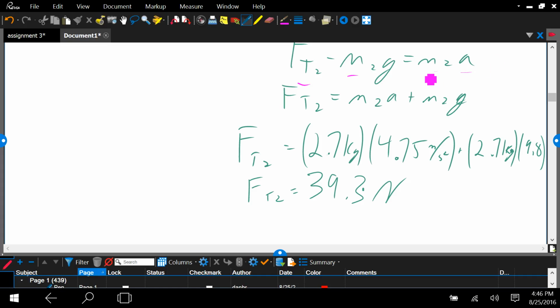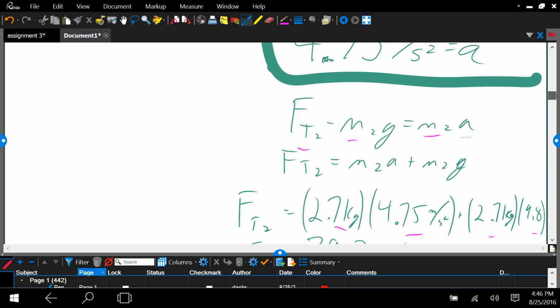Again, we only have mass 2 here because that is the system when we look at just the one mass. And we move the mg to the other side by adding it, plug in the numbers here down below for the mass times A and the mass times gravity. And I got a little less than 40 newtons for the tension in the string on the right.